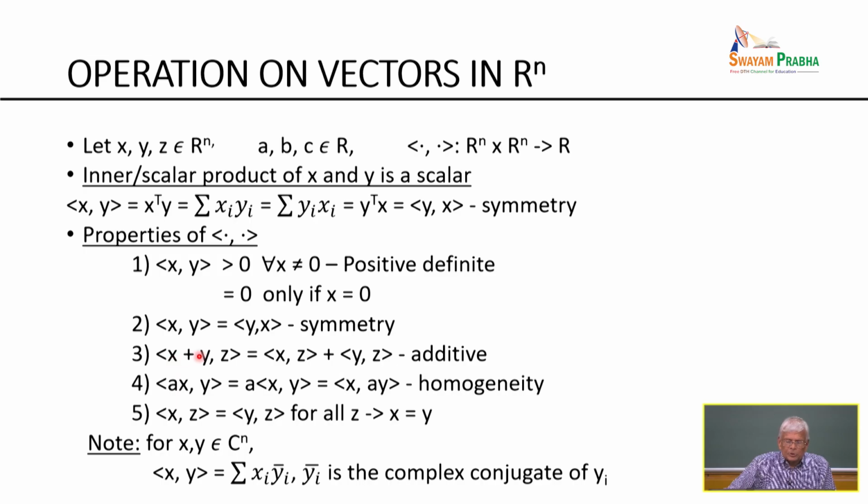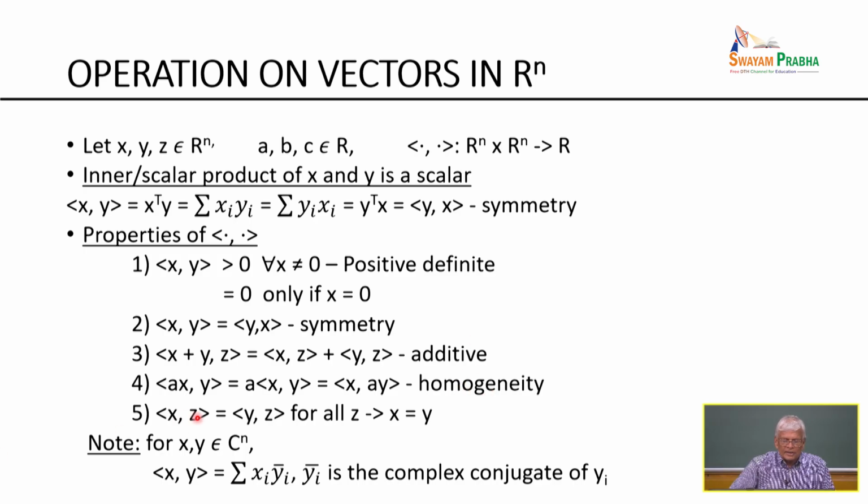The inner product of (x plus y) with z is the inner product of x and z plus the inner product of y and z. That is additive. The inner product of (a times x) with y is a times the inner product of x and y. That means if you multiply any one of the vectors by a constant, the whole inner product gets multiplied by the same constant. That's called homogeneity: additivity and homogeneity.